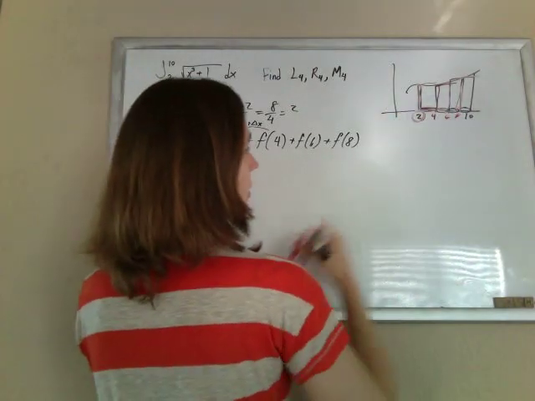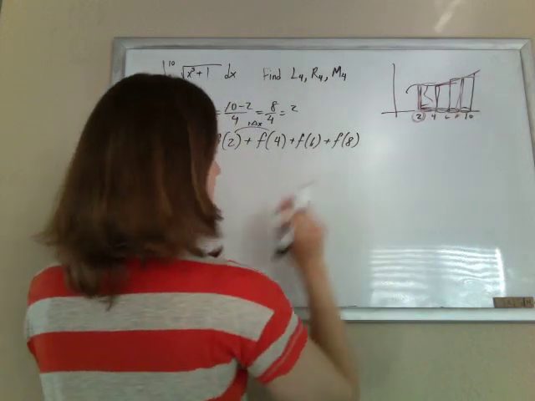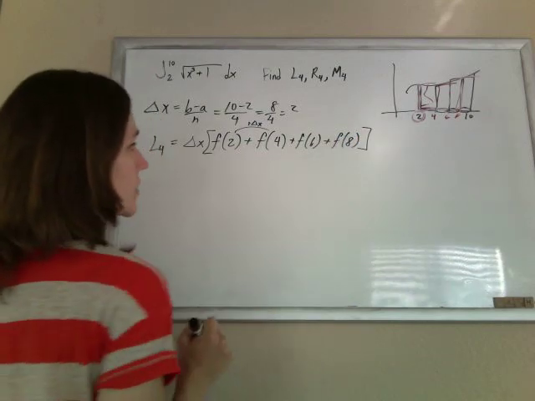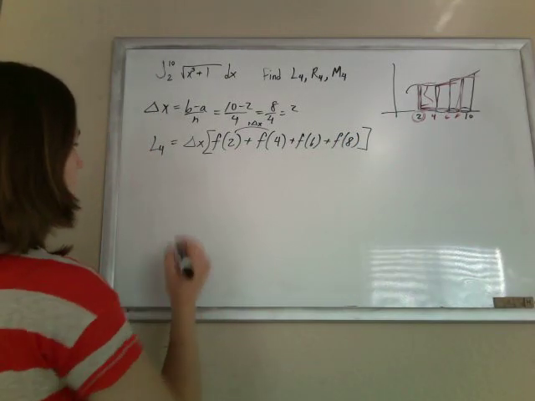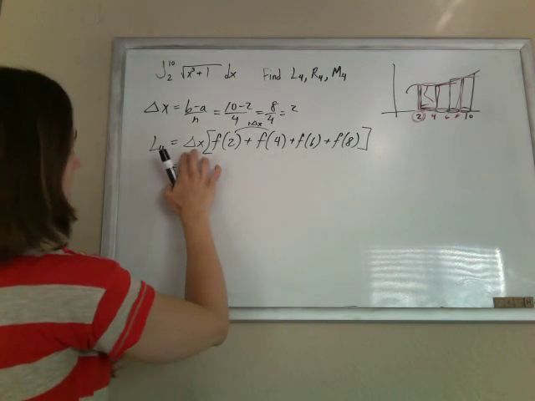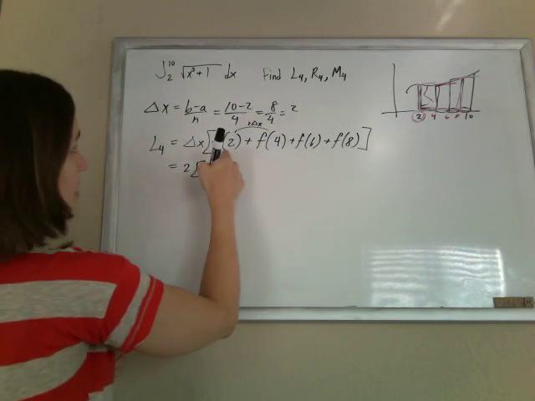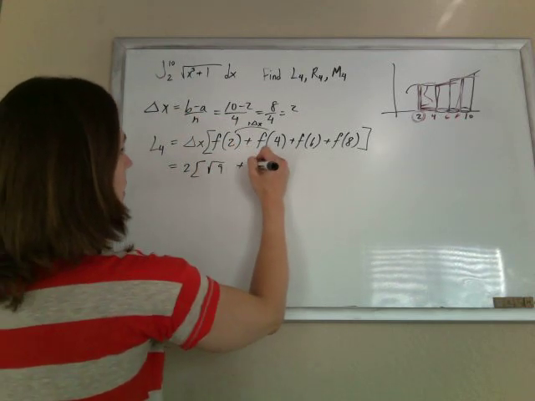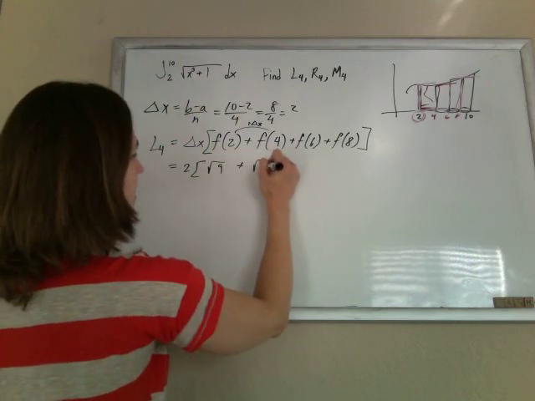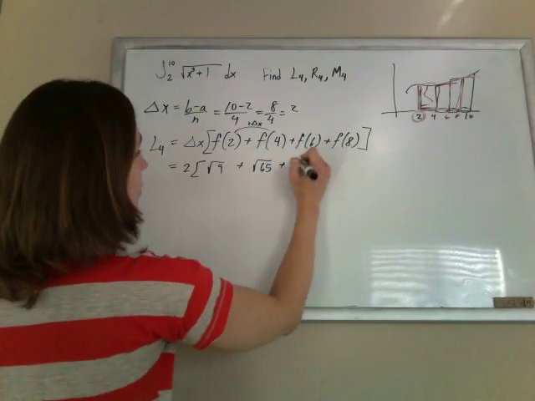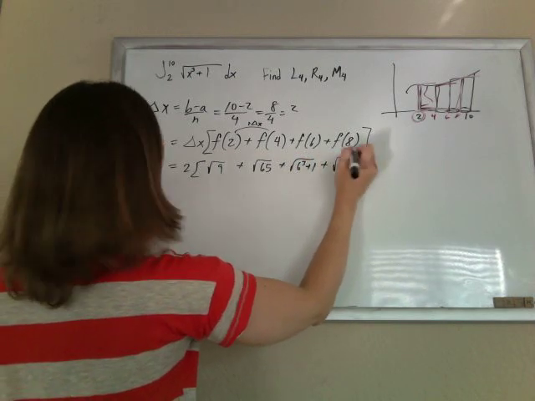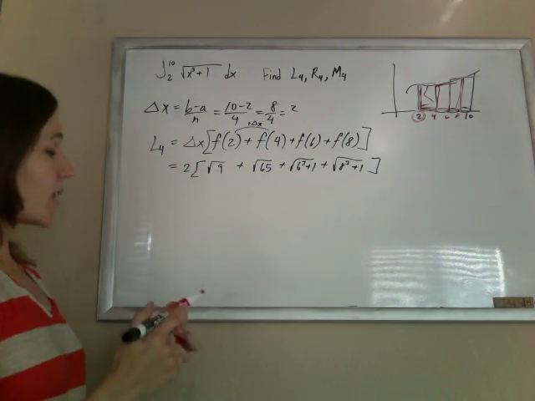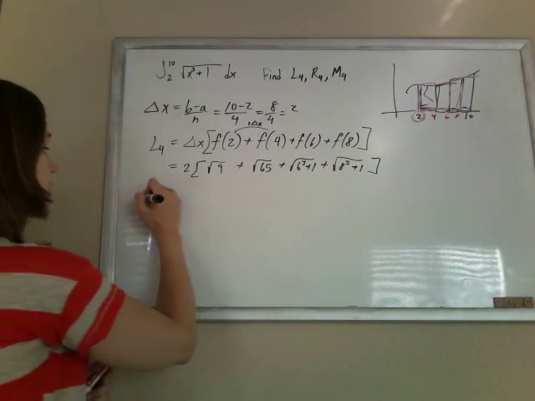And the area of a rectangle is base times height. So since the bases for all of them are the same, that delta x, you can factor it out of all of those. And so now to evaluate, delta x we said was 2, and to get f of 2 you just plug it in. So that's the square root of 2 cubed plus 1 is 9, plus the square root of 4 cubed plus 1 is 65, plus the square root of whatever the heck 6 cubed plus 1 is, plus the square root of whatever the heck 8 cubed plus 1 is. I'm going to leave it like that. So there's L of 4. The rest of them have the same idea.